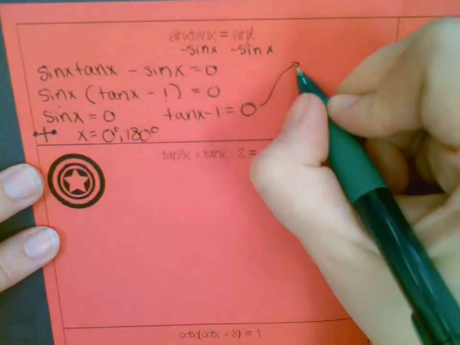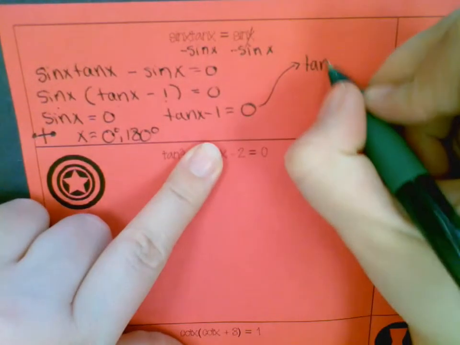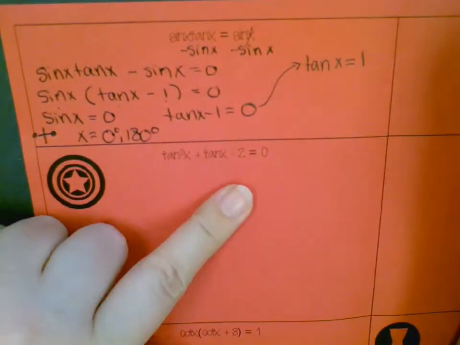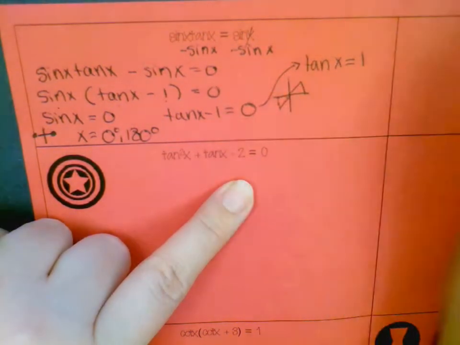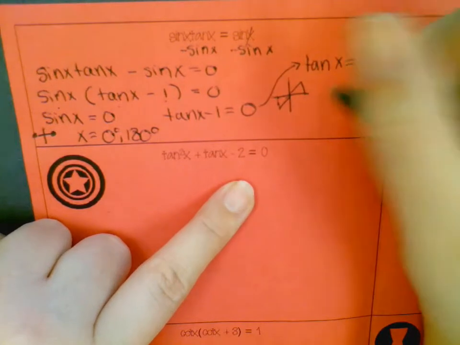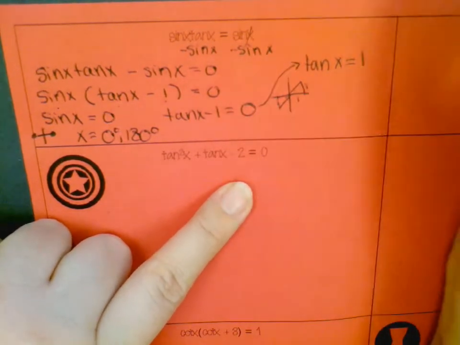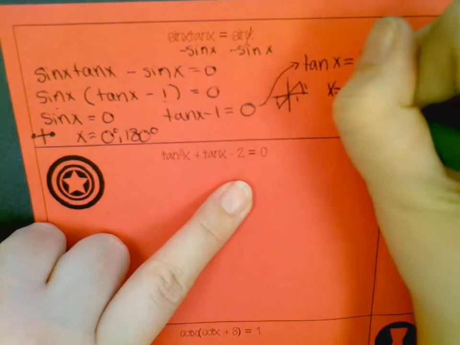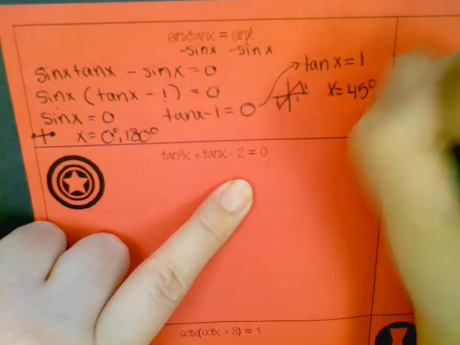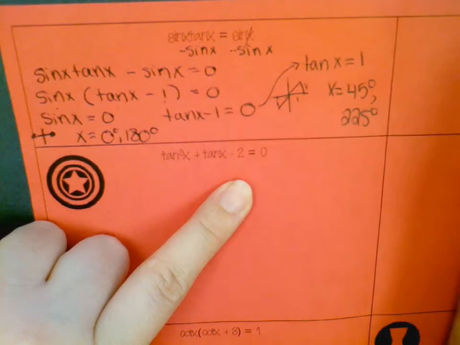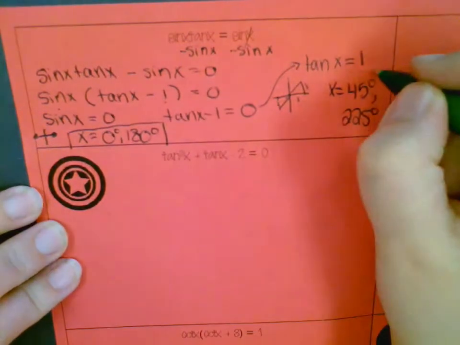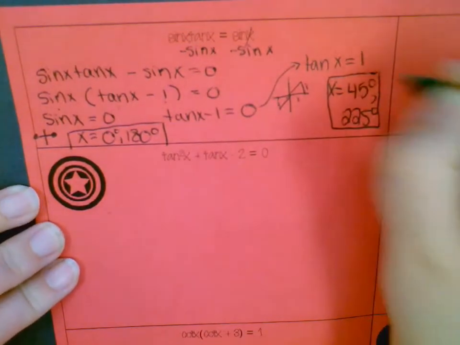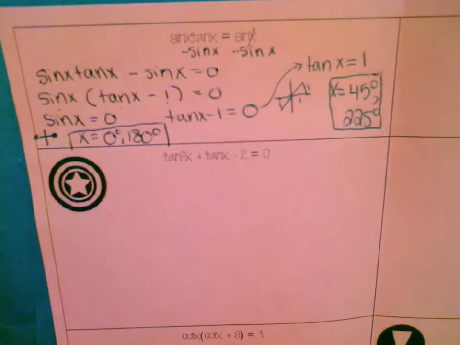For this half, we get tangent by itself. We'd have tangent of x equals 1. So where is tangent positive? Well, that's in quadrant 1 and 3. If we put 1 over 1, we get a reference angle of 45. So we get that x equals 45 in quadrant 1 and 225 in quadrant 3. For this problem, we had 4 answers: 0, 180, 45, and 225. And that's because we had 2 functions.